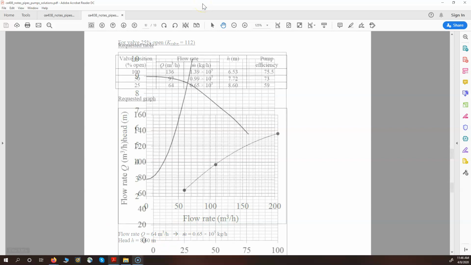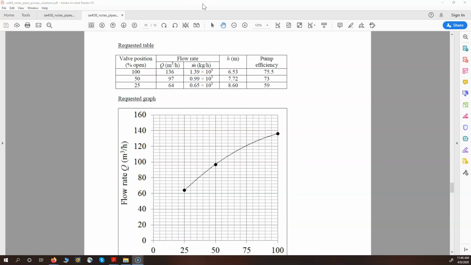So this is me here just compiling all the results that we read from those three intersections in a table for the three valve positions that we were asked about. What is the volumetric flow rate converted to a mass flow rate, and here's the head that's required.